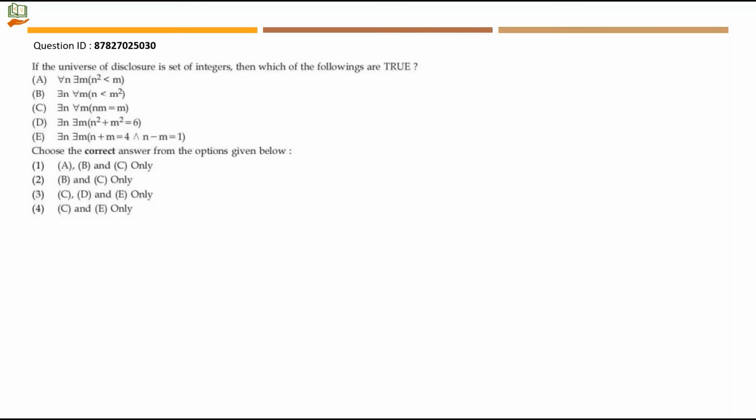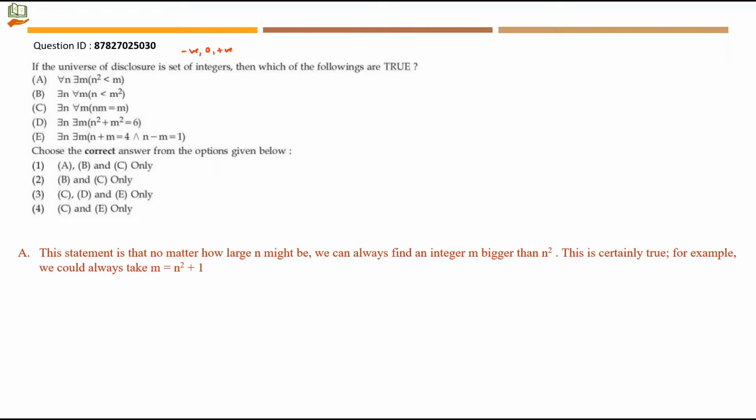If the universe of discourse is a set of integers, now integers means you have to include negative numbers, 0 and positive numbers, then which of the following are true? This was the exact question that was found in the same exercise part of Kenneth Rosen's Discrete Mathematics book. Now we'll start with A. This statement is saying for every value of n, there is an integer m that is bigger than n square.